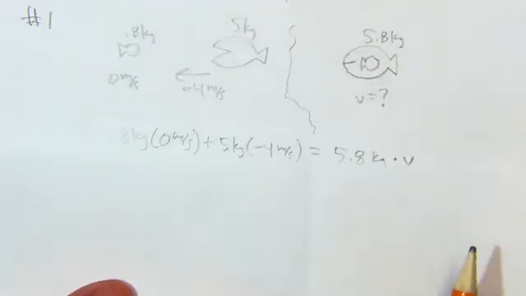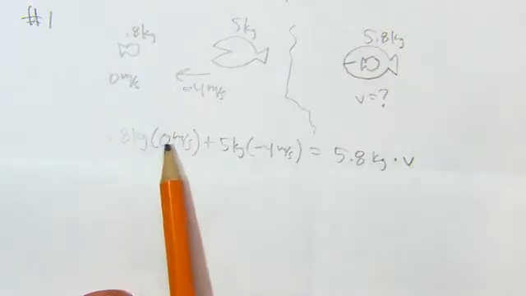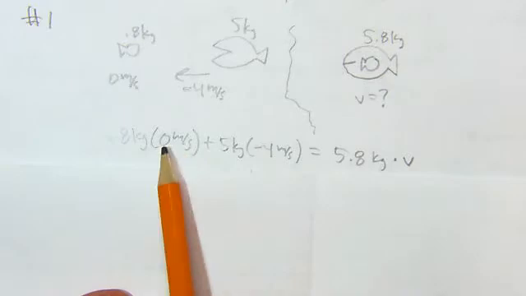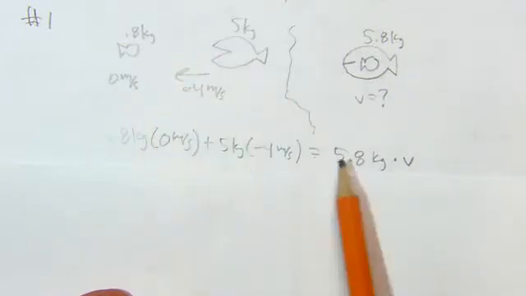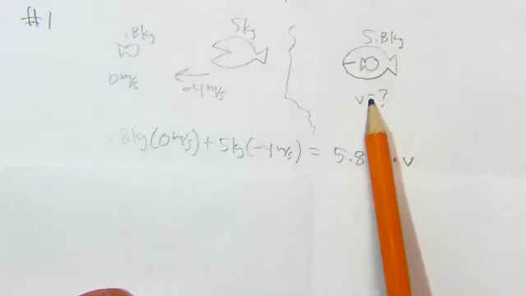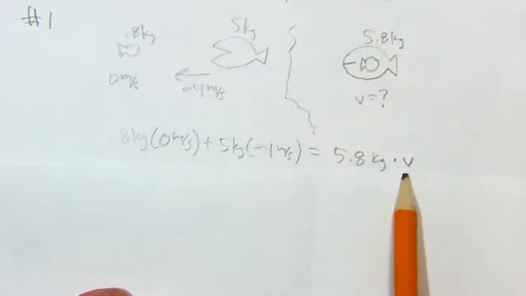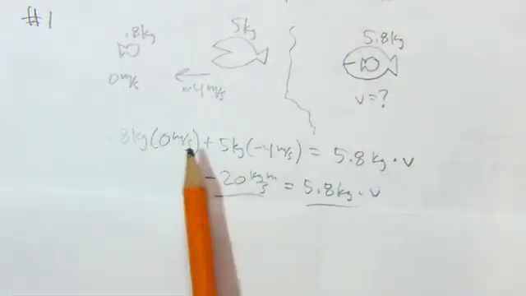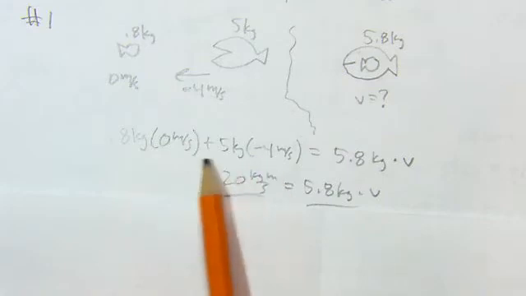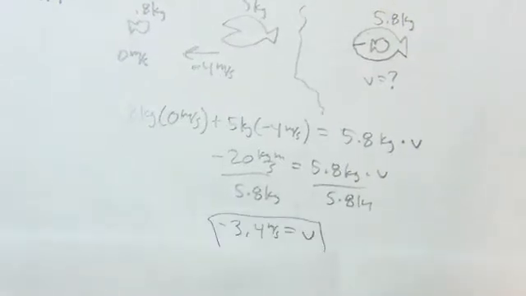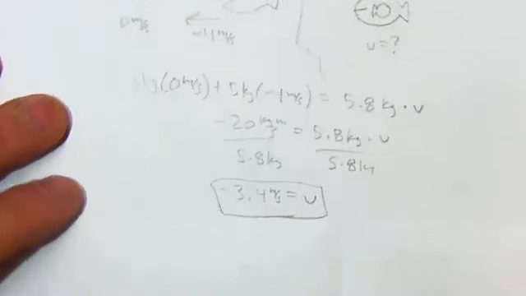Because then it's pretty easy. You just got to write out an equation. I do 8 times 0 plus the 5 times -4. That's momentums, right? Total momentum here equals, and then I do the total momentum after, which is just this mass times v. Okay, so that's a setup, and then it's just an algebra equation where I multiplied this out and added them together, got -20, and then kept solving for v. So I got down to v is -3.4.